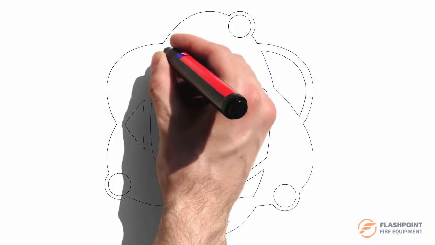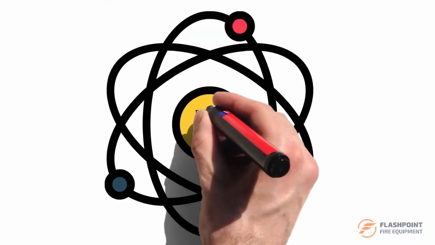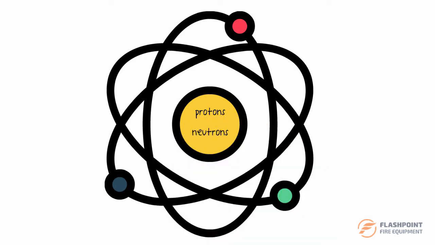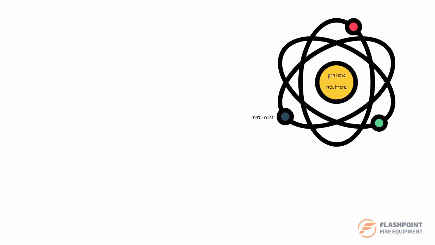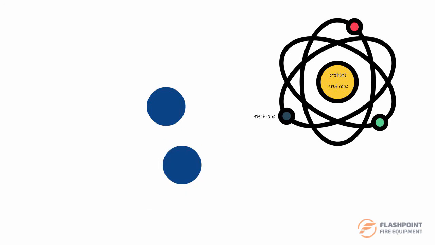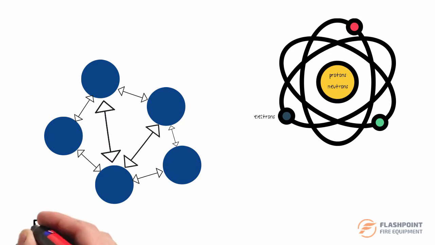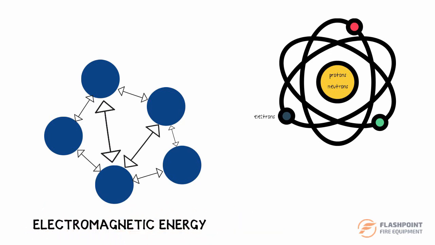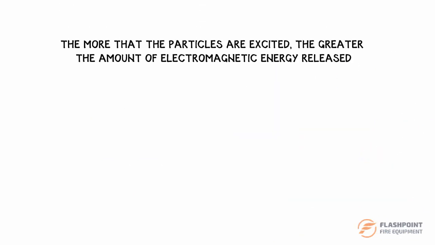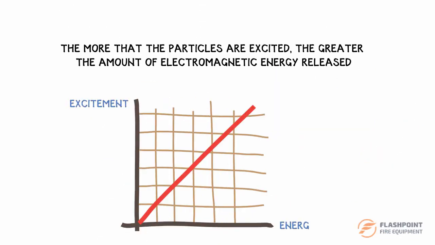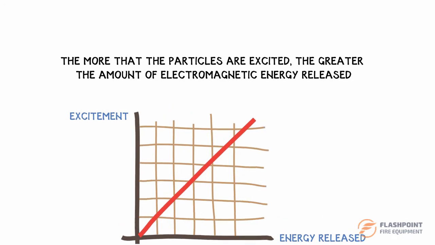Recalling some of your high school chemistry, molecules are made up of protons, neutrons, and electrons. As molecules are exposed to thermal energy, the charged particles that are being accelerated will collide with adjacent molecules. This changes the magnitude and/or direction of travel for the molecule being struck and produces electromagnetic energy, also known as thermal radiation. The more that the particles are excited, the greater the amount of electromagnetic energy released.